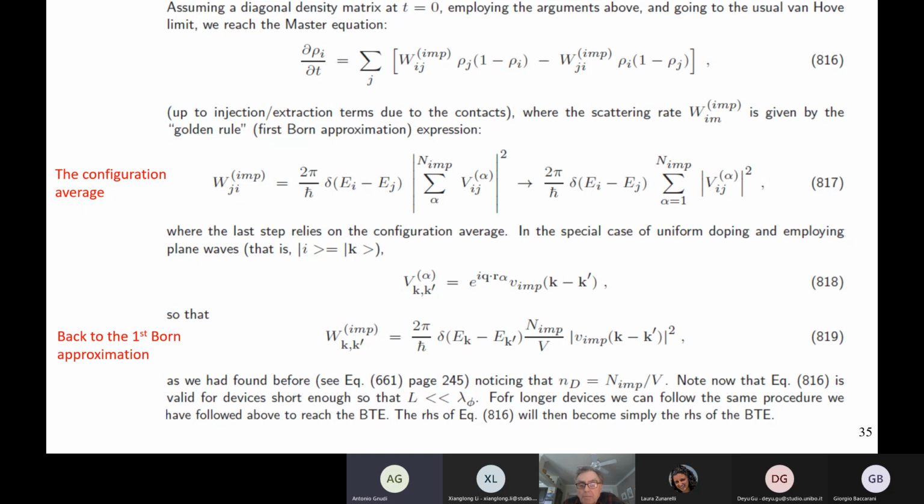Dopants are not like phonons, which I can consider as random from time to time. They change, they do whatever they want essentially, but not dopants. They are in a fixed position for a given device.